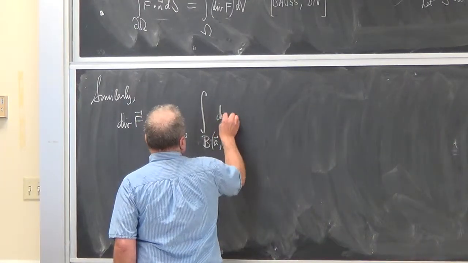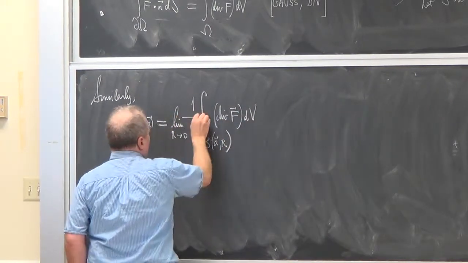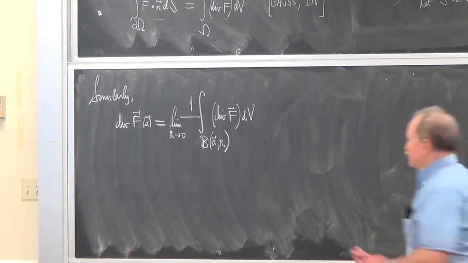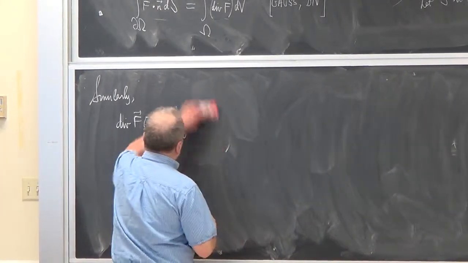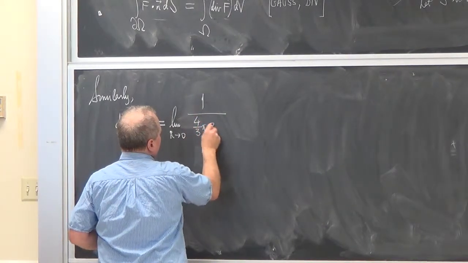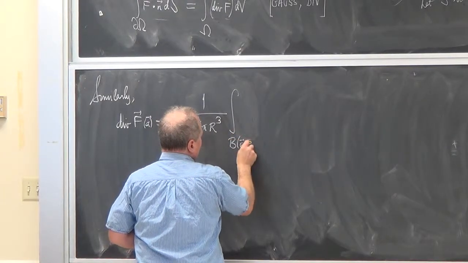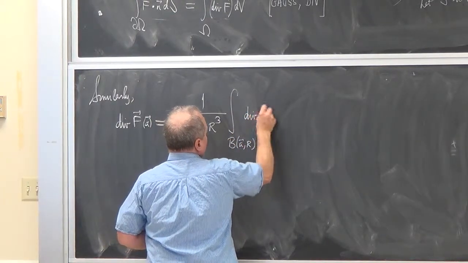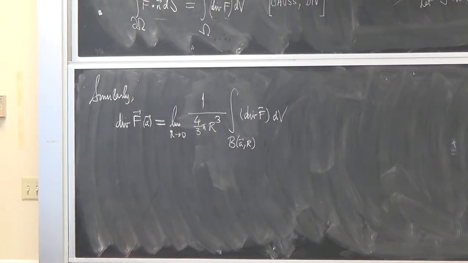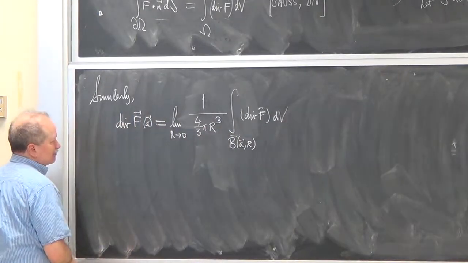Of div f dv divided by what? I should learn to leave room. Volume. So let me make room for that. 1 over volume of the ball. There we go. Div f dv. This over a closed ball? Yeah. Would it change if it weren't?